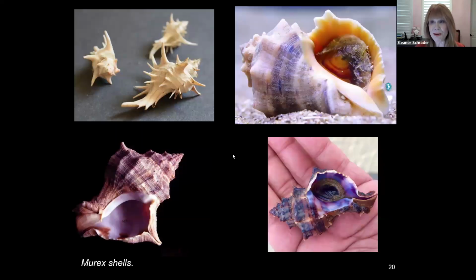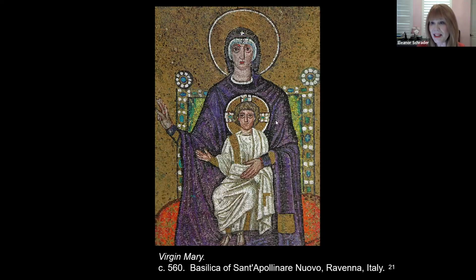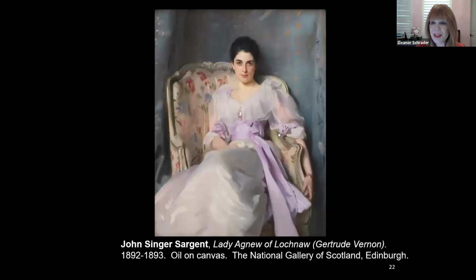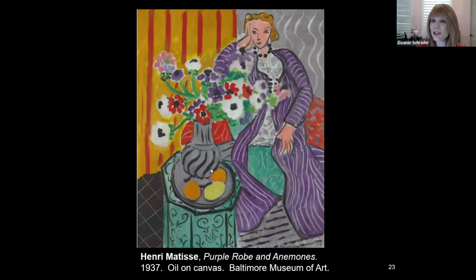And then my favorite, when we get to purple, we'll talk about how some of the purple colors were created from snails, and then see how these were utilized in many of the beautiful tiled mosaic images that we find in churches. And this beautiful lavender dress of this woman. So we'll also talk about some of the permutations of the colors as well.